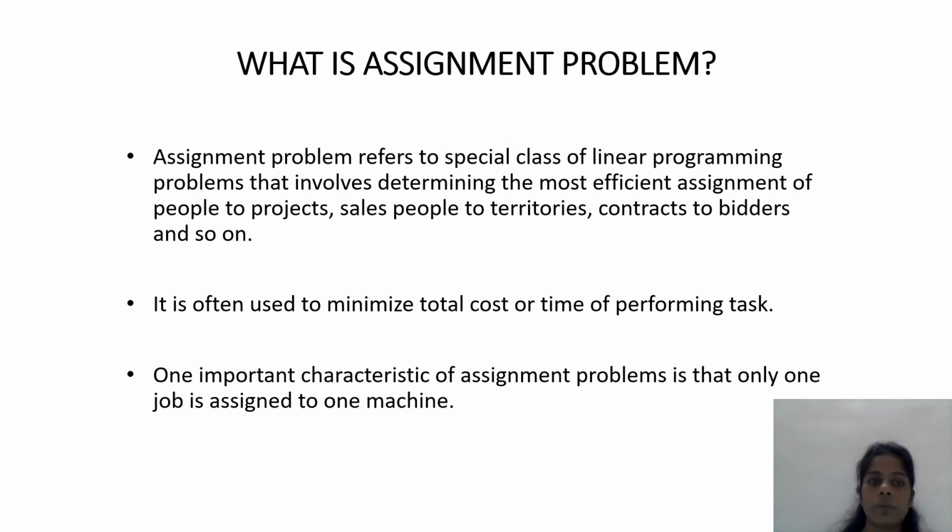What is assignment problem? Assignment problem refers to a special class of linear programming problems that involves determining the most efficient assignment of people to projects, salespeople to territories, contracts to bidders, and so on. It is often used to minimize total cost or time of performing tasks. One important characteristic of assignment problem is that only one job is assigned to one machine.